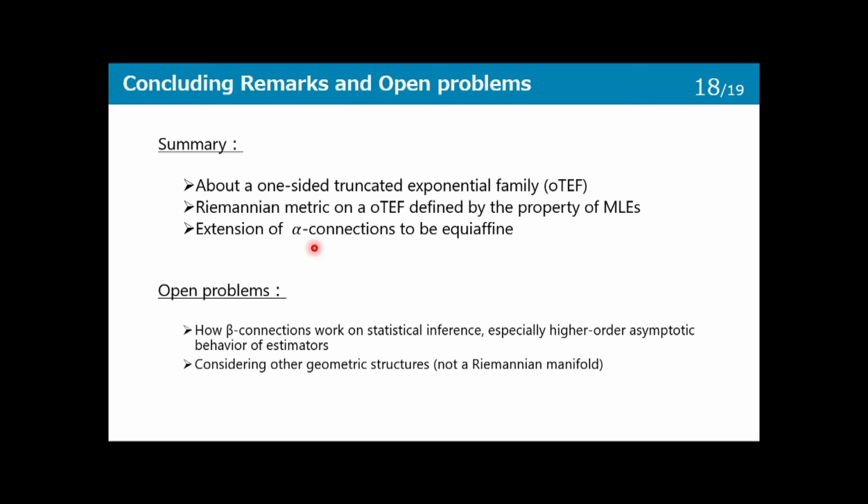Finally, I'd like to summarize my presentation. First, I introduced a non-regular statistical model, OTF. Then, I defined a Riemannian metric for OTF based on the asymptotic property. After that, I discussed affine connections for OTF and constructed a family of equiaffine connections, beta connections, as an extension of regular alpha connections.